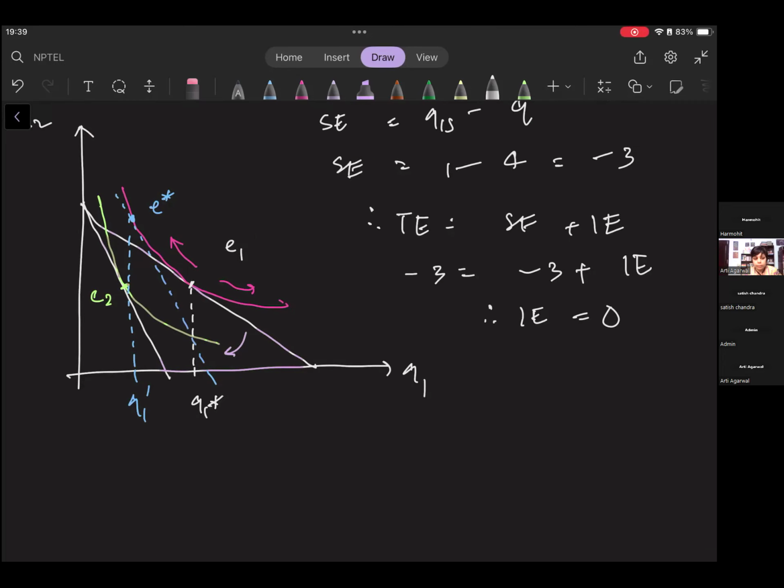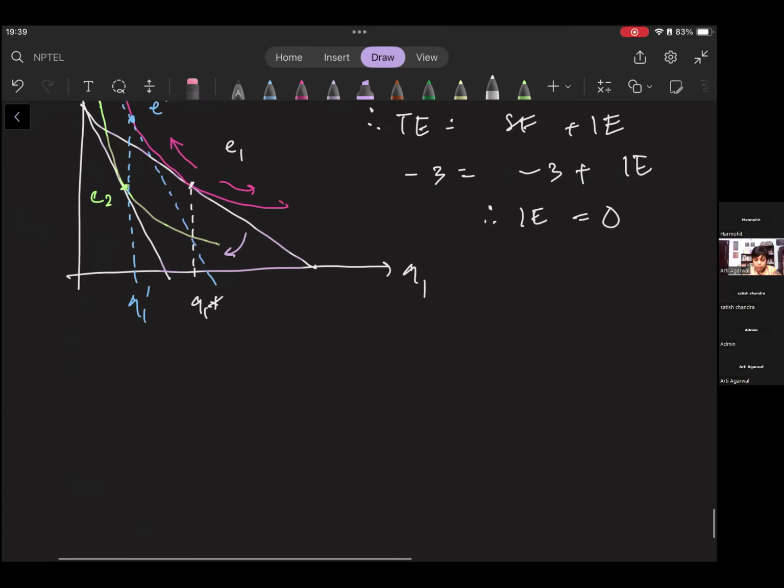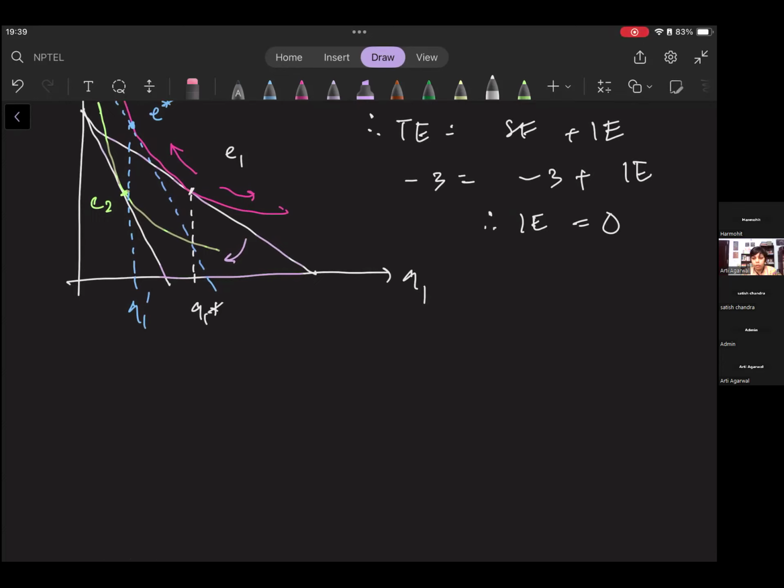Okay, any questions? No questions? Either everybody has really understood this or it has not made any sense to you. Which one is it?